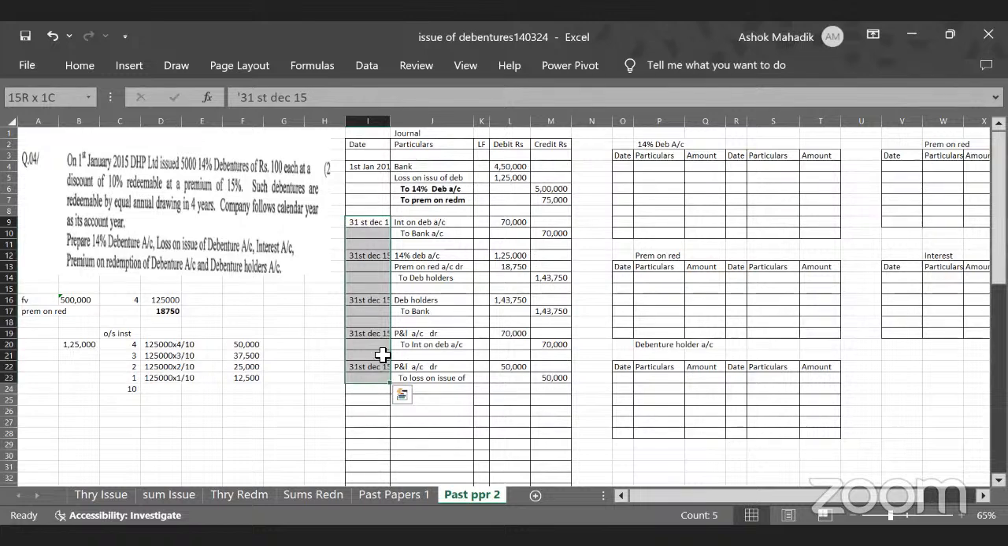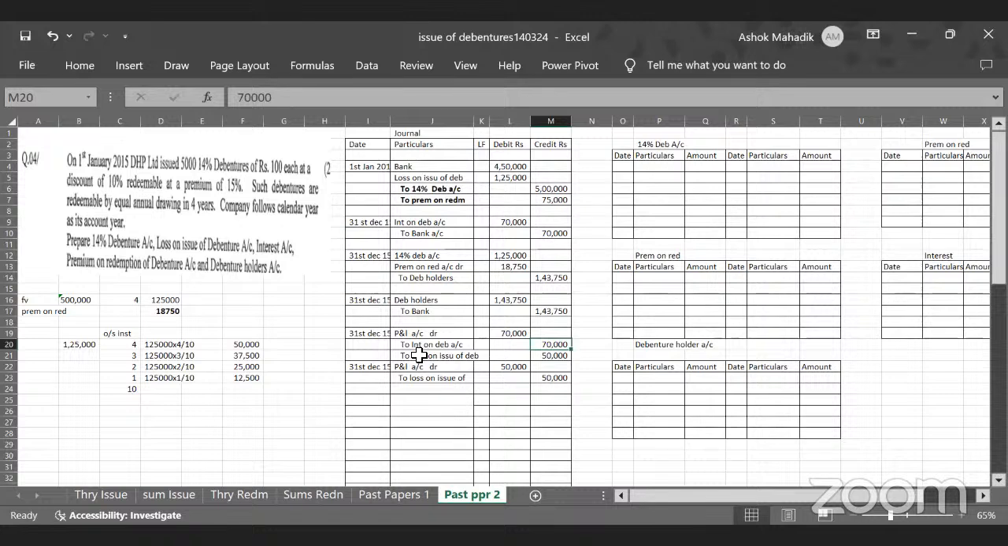Regarding the last two entries, we can combine them if you want. Like in this P&L, you can add the two. That's a suggestion you can follow. Loss on issue of debentures we can combine as well, so you can further reduce the entries required to be passed. But if you have trouble while posting, then don't follow this.